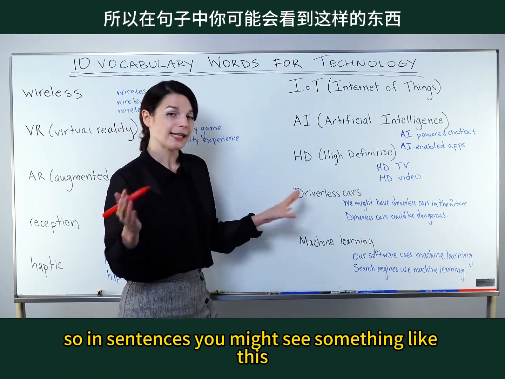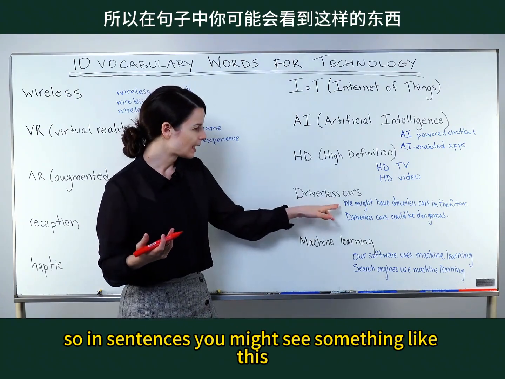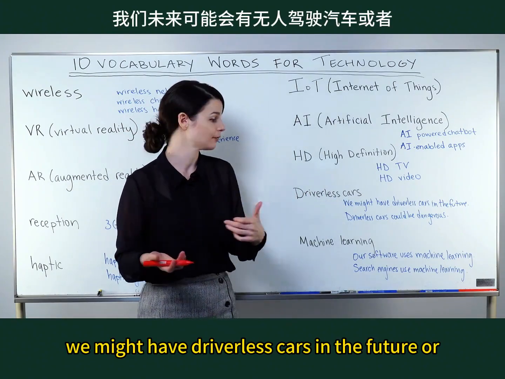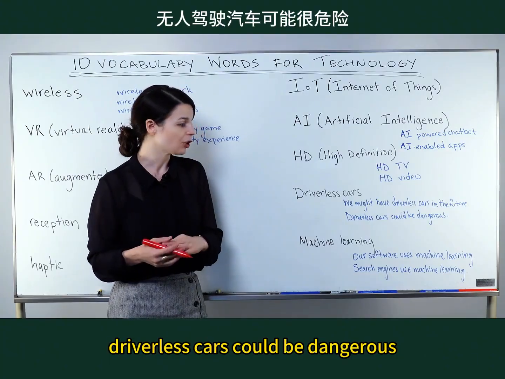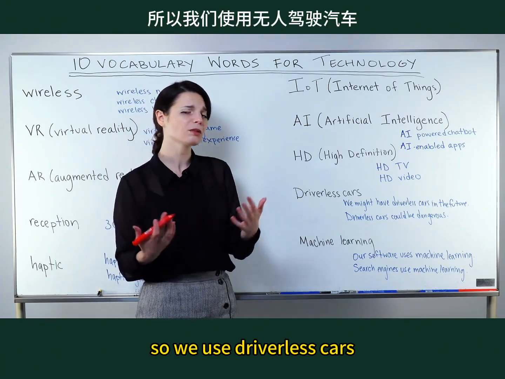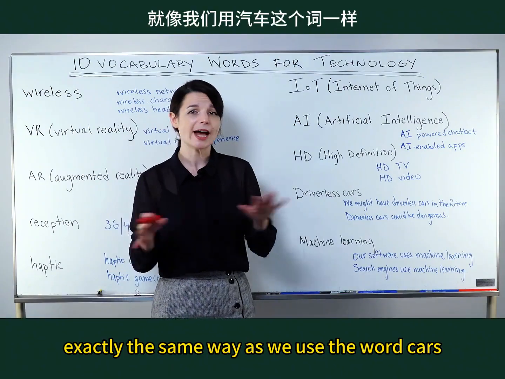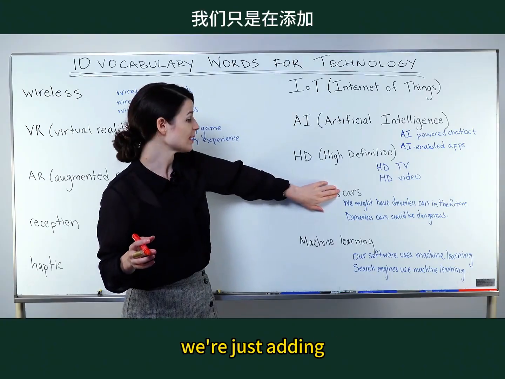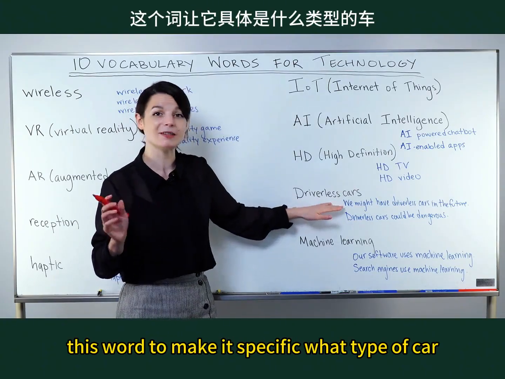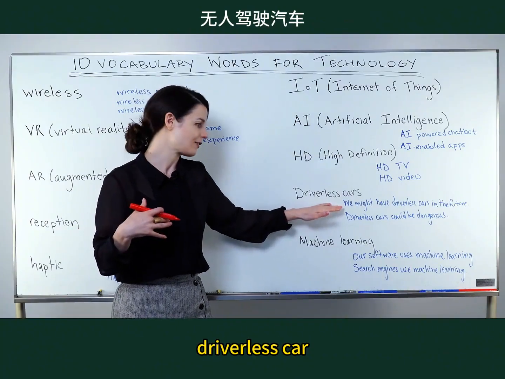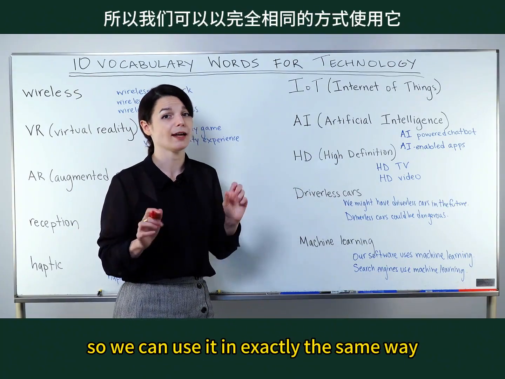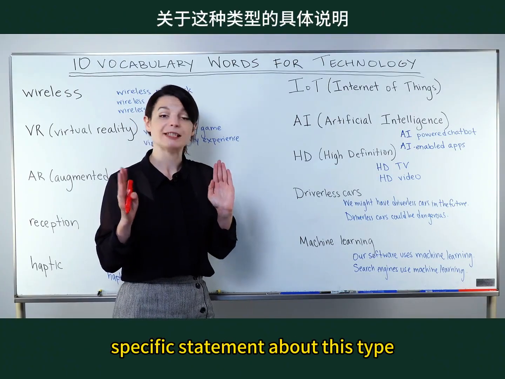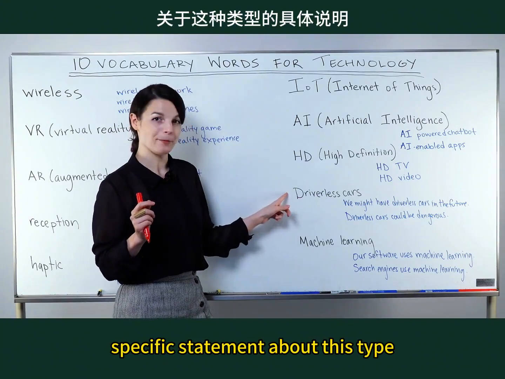So in sentences, you might see something like this. We might have driverless cars in the future. Or driverless cars could be dangerous. So we use driverless cars exactly the same way as we use the word cars. We're just adding this word to make it specific. What type of car? Driverless car. So we can use it in exactly the same way we use the word car. We're just making a specific statement about this type.